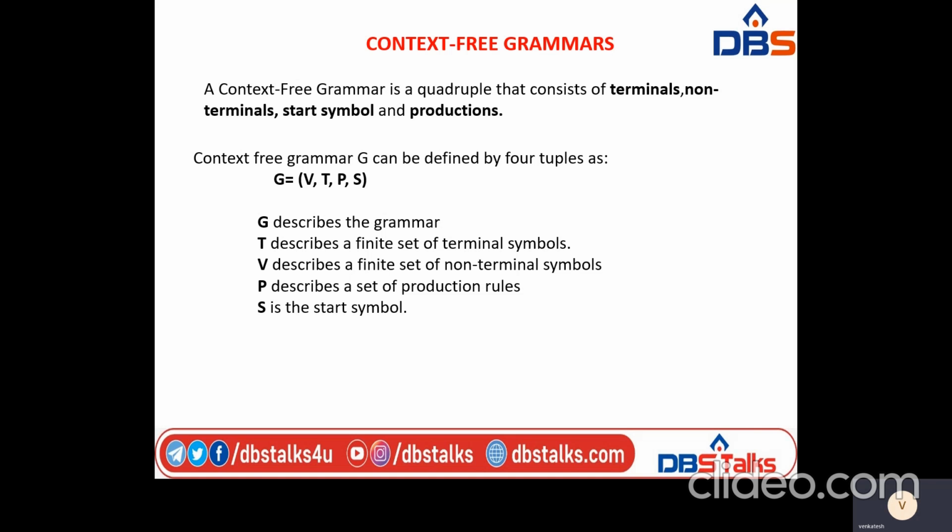Okay, so the production consists of, first one is a non-terminal called head or left side of the production. Second one is symbol. Okay, the symbol is arrow. Next third one is a body or right side consists of zero or more number of terminals and non-terminals. Okay, so these are the points we should note, keep in mind whenever we are writing the production rules.